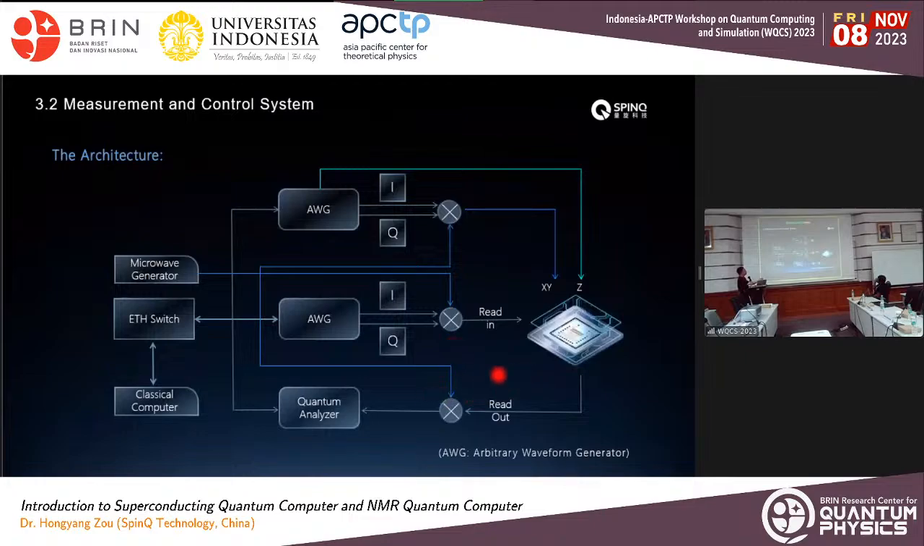The chip is here. We connect the measurement and control system to the chip. The chip is in the fridge. The measurement and control system is at room temperature. And we use our AWG, the arbitrary wave generator, to send out direct current, or sometimes we also say the flux or the bias. That will go into the chip. We use this signal to tune the frequency of our qubit. So this is the tunable qubit.